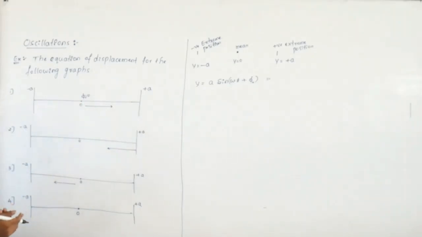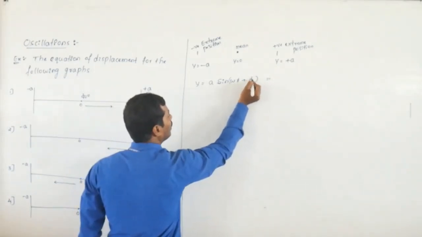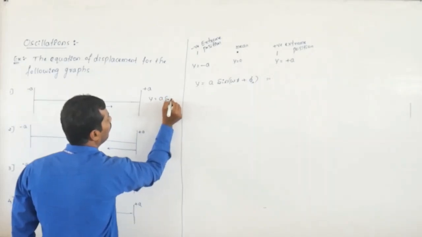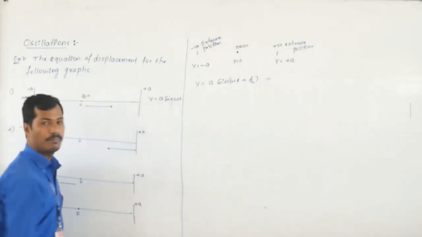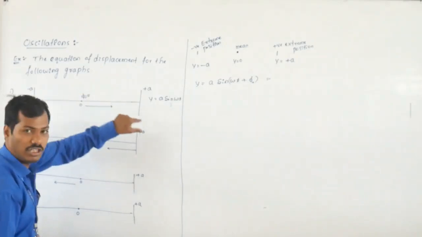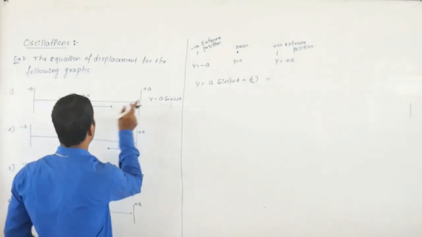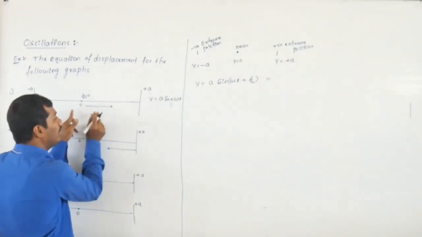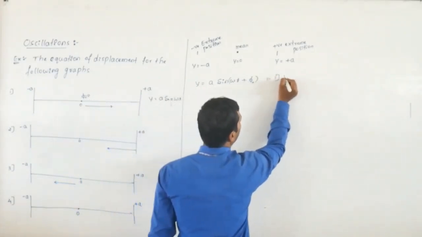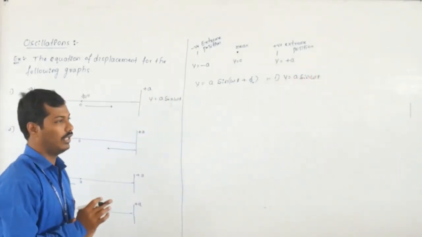If the initial phase is 0, then this term is completely 0. If it starts from its mean position, its equation is y is equal to A into sine of omega t. We have to concentrate on the phase at the extreme position, what is the angle, what is the phase. The first equation, which starts from its mean position: here its phase is 0, so the equation becomes y is equal to A sine of omega t. We have to concentrate on the phase only.